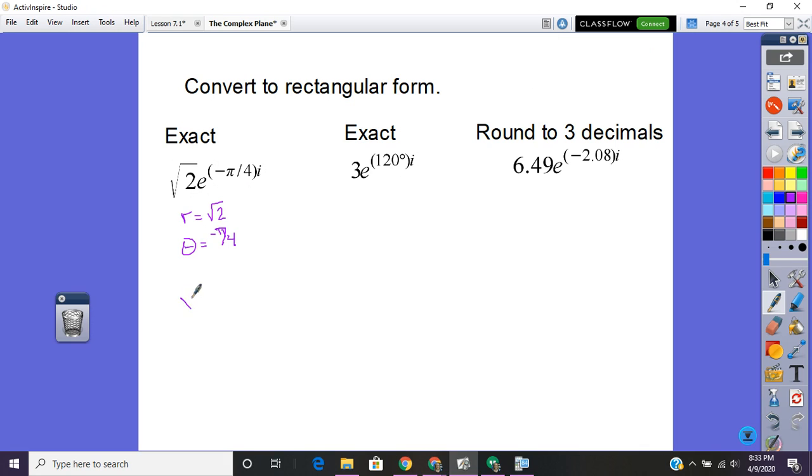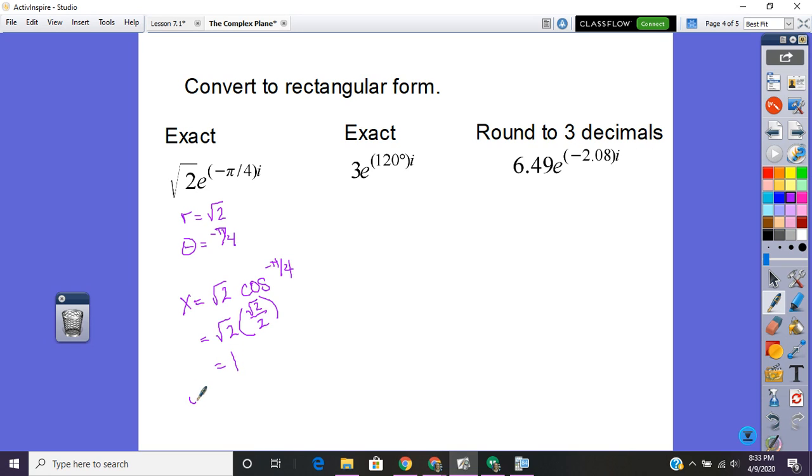So x equals square root 2 cosine of negative pi over 4. If I were to write all this out, this would be times square root 2 over 2. Well, square root 2 times square root 2 is 2. 2 divided by 2 is 1.